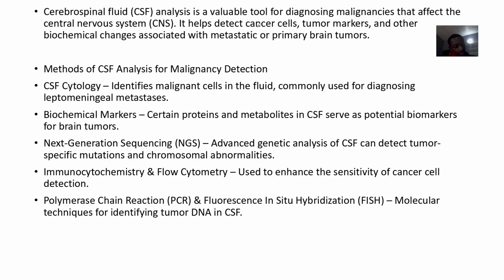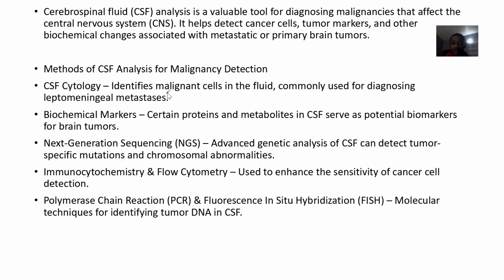So for the methods, alright, the first method is CSF cytology. This one is trying to identify malignant cells present in the fluid. It's commonly used for diagnosing leptomeningeal metastases. Yes, you could have cancer in another place, but you understand you can use CSF to diagnose it most of the time if the cancer has spread to the central nervous system.